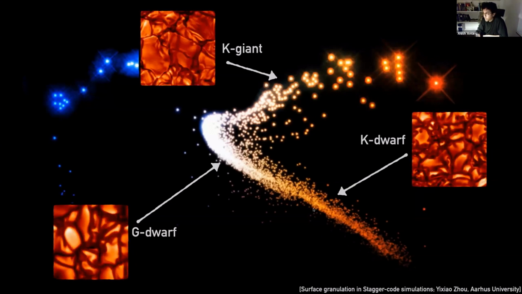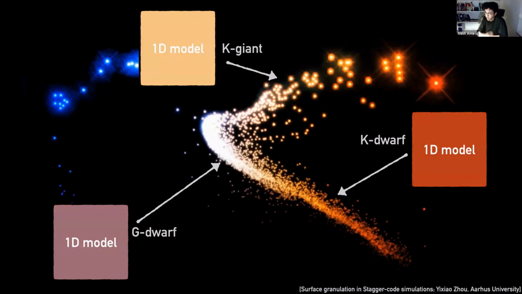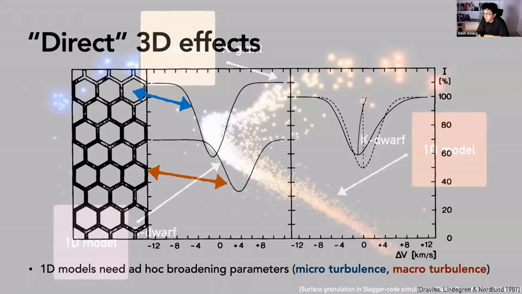Now, if you use 1D hydrostatic models, you cannot predict these features at all. So this is one of the problems with 1D models.